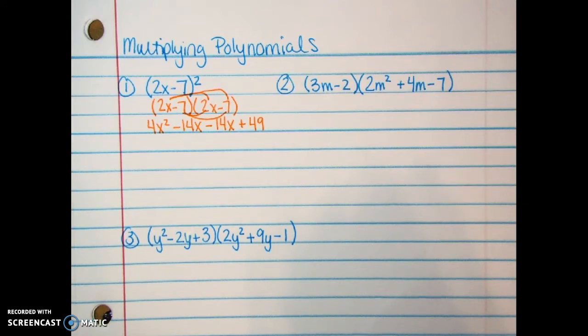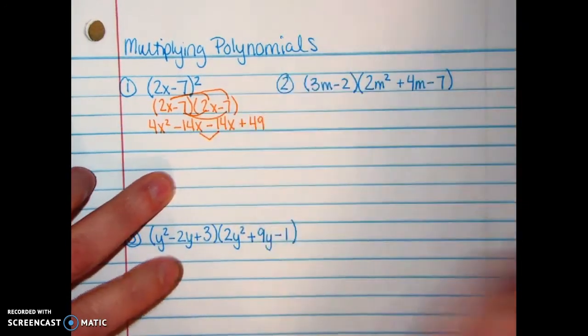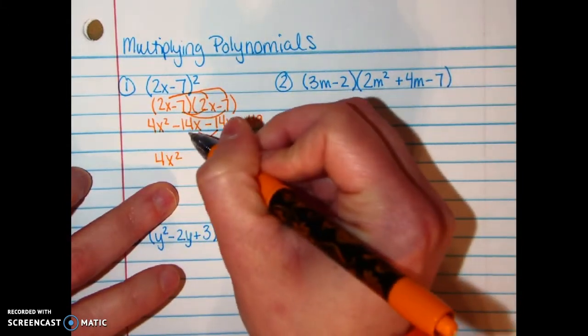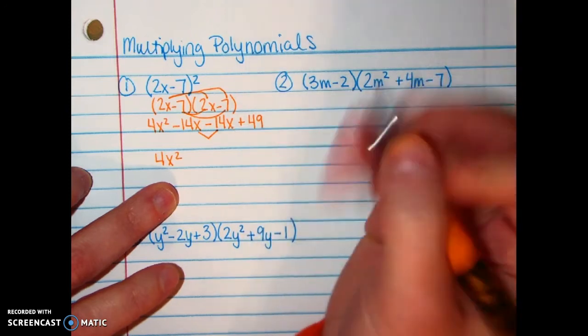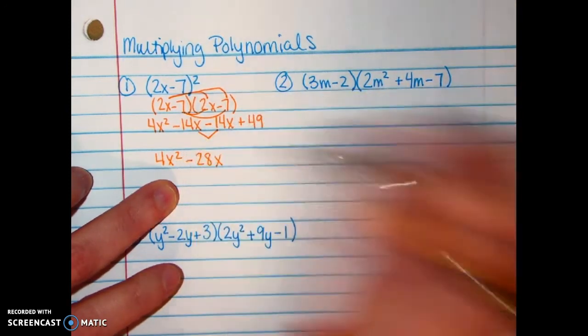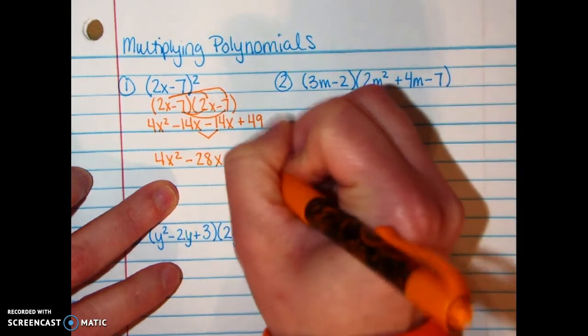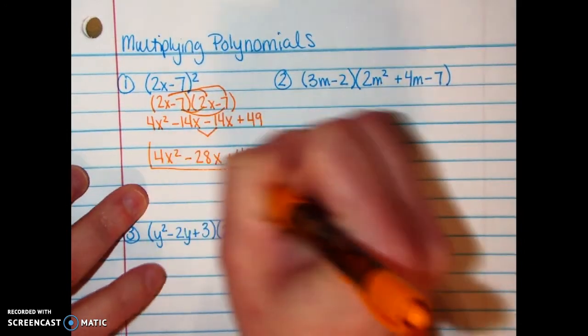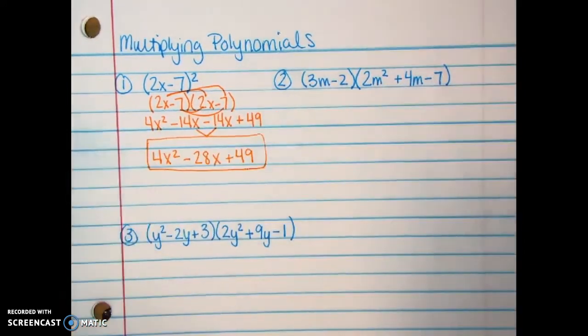Okay, and I do have like terms to combine in the middle there, so you do need to keep going. So 4x squared, and then negative 14x minus 14x is not 0, but it's negative 28x. And then plus 49. Okay. So hopefully that one wasn't too bad.